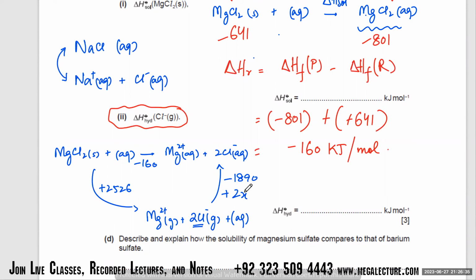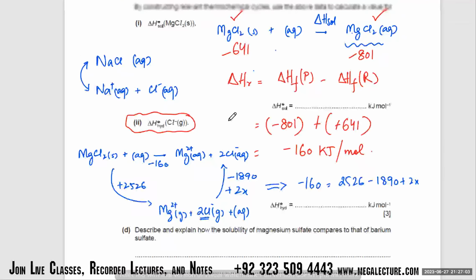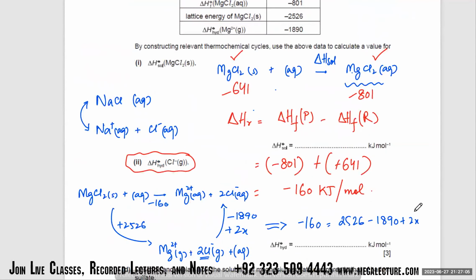That is not given. So from here, what will we find out? It's going to be that minus 160 is basically equal to what? One path is equal to the other path, so it's equal to 2526 minus 1890 and plus 2x. Okay, is this question clear? Yes, sir. Tell me the answer, what is it? What's the answer?